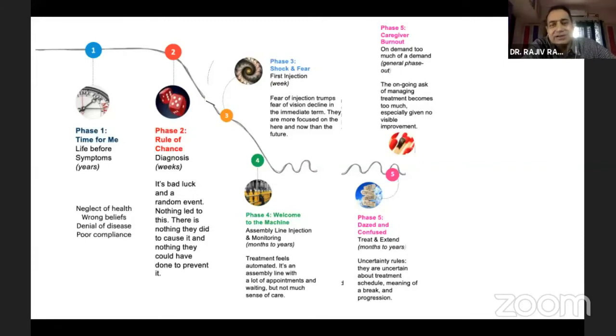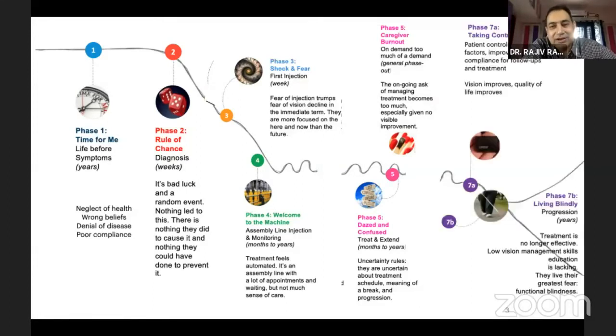And even at that stage, there is caregiver burnout. Many times we know some patients, the moment we see them, we just get a little bugged that, oh, I've been injecting that, especially the non-responders. So this is the phase, a journey which a patient of DME undergoes.